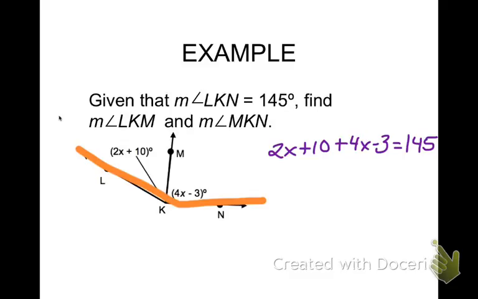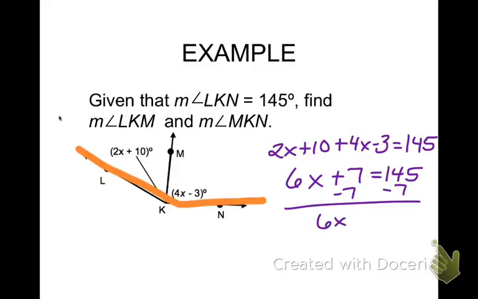Combining like terms, I have 2x and 4x, which is going to make 6x. 10 minus 3 is a positive 7, equals 145. Subtract 7 from 145, gets us 6x is equal to, what is that, 138? Divide out 6. 6 goes into 13 twice, because that'd be 12, remainder of 1, so 18. 6 goes into 18 3 times. So x is equal to 23.